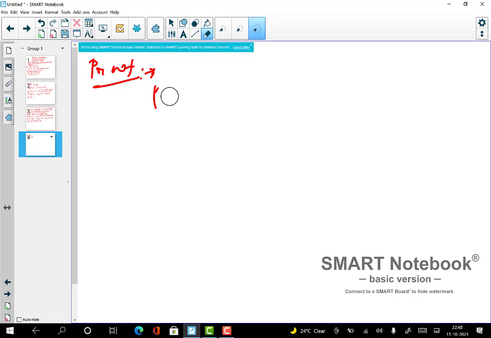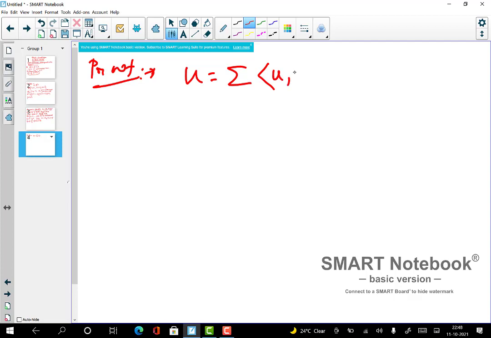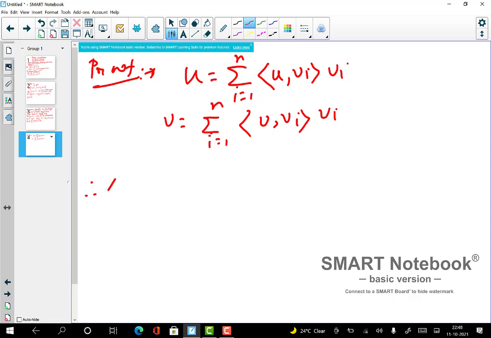Okay, so let me write down U first. I started with U, right? So U can be written as what? By the corollary we just discussed, U is the sum over i equal to 1 to n of the inner product of U with vi, times vi. Similarly, you can write V as the sum over i equal to 1 to n of the inner product of V with vi, times vi. Okay, so these are the representations of U and V in terms of these orthonormal basis vectors, and hence you can talk about the inner product of U and V.